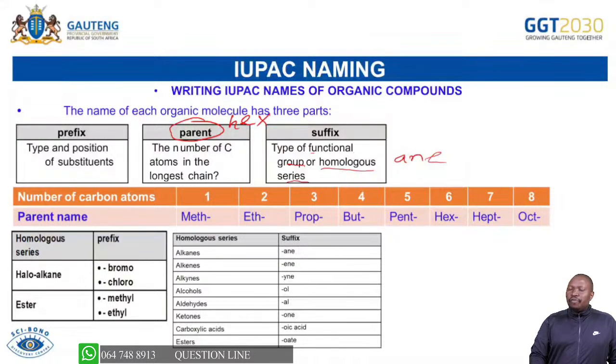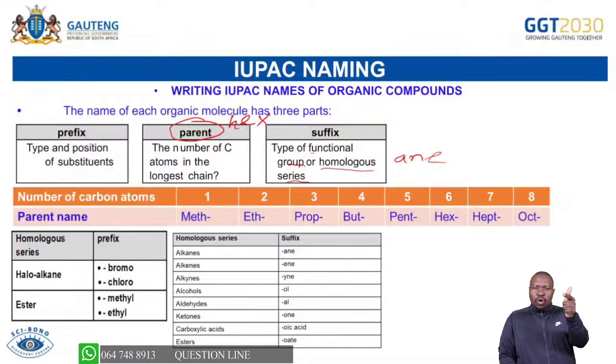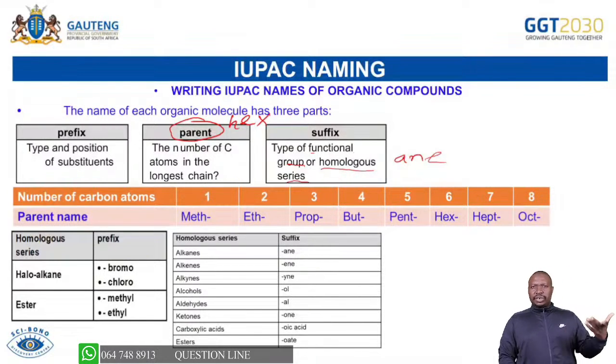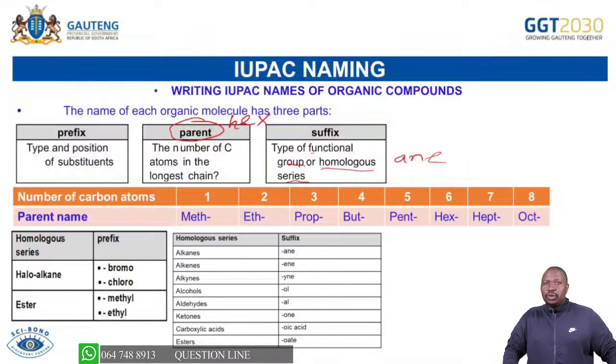And then you must look for substituents. Our substituents in this case are your halogens, which I said are bromo, chloro, most of the time, almost always, but we can still have fluoro or iodo, because we had a situation where we had those in our papers.